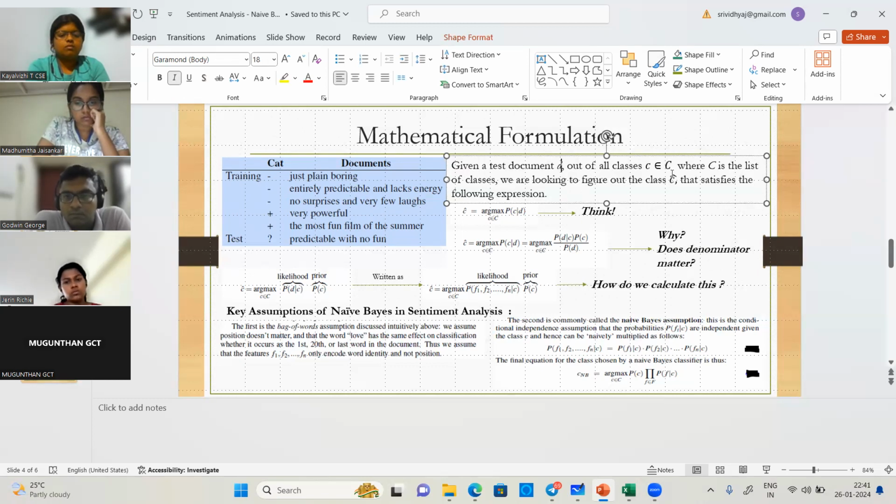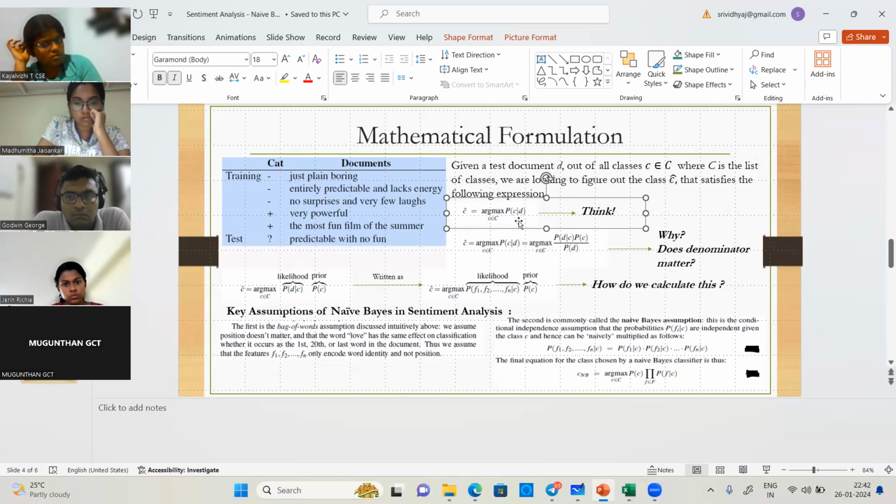think of C as a list of all classes. In this case, we just have 2 classes, right? We're looking to figure out the class C hat. Don't worry too much about the algebra, but we're trying to determine the class that satisfies the following expression. Okay. This is the expression. Forget the arg max. Let's just look at this probability. Forget everything else. Just look at the probability P of C given D.